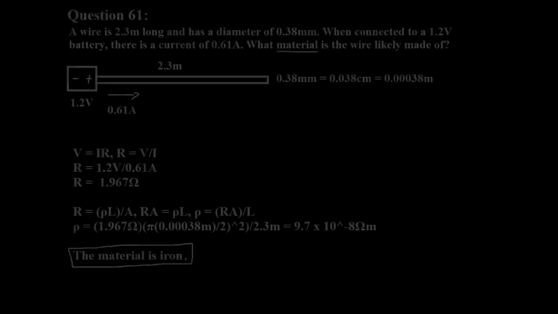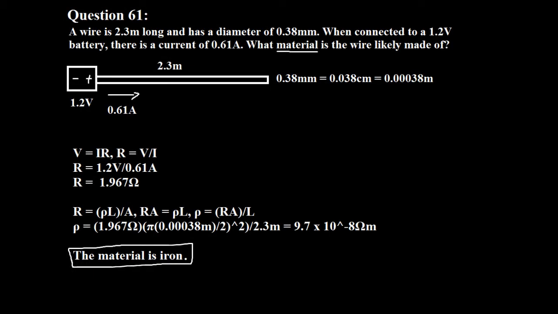The final question is question 61. A wire is 2.3 meters long and it has a diameter of 0.38 millimeters. When connected to a 1.2 volt battery, there's a current of 0.61 amperes. What material is the wire likely made of?